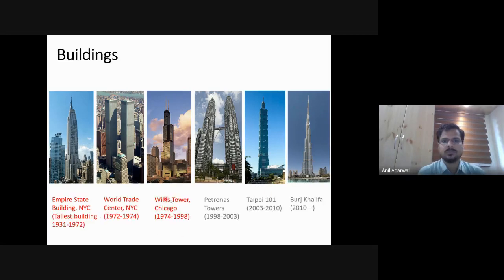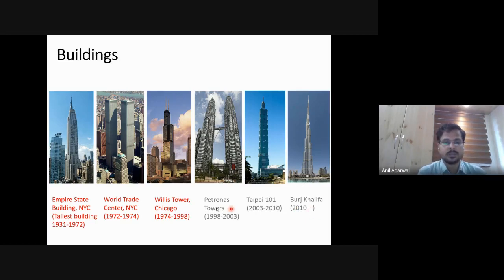So many of these buildings are not the tallest buildings anymore. Right now, this is the tallest building, but they have all held the title of the tallest building at some point. So Empire State Building from 31 to 72, almost 40 years. World Trade Center for 2 years. Then it was taken over by Willis Tower, which also held the title for quite a long time. Then many of these towers in Asia held the title of tallest building. And now, presently, Burj Khalifa has that title.